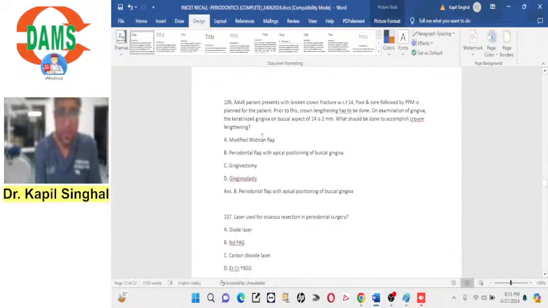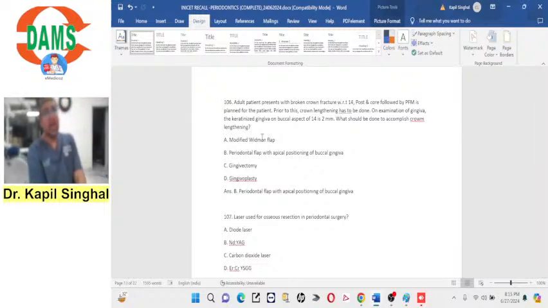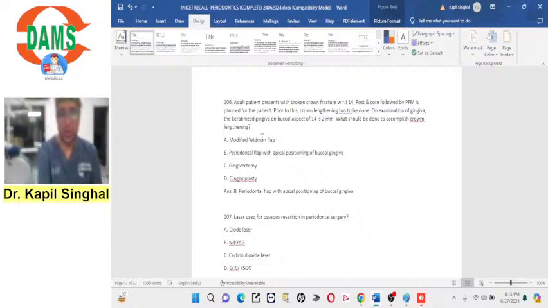Okay, next is a very interesting question. The question is, an adult patient presents with a broken crown fracture with respect to 1-4. Post and core followed by PFM is planned. Prior to this, crown lengthening is done. Now the next information they are giving is that the amount of keratinized gingiva on the buccal aspect of 1-4 is 2 millimeters only. What should be accomplished to do the crown lengthening?